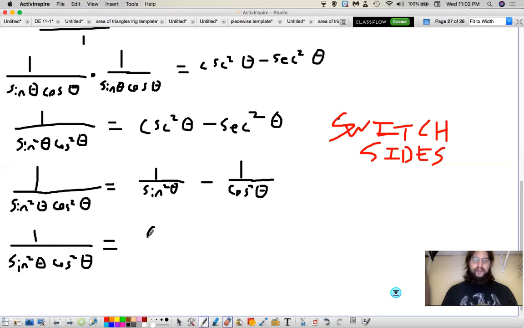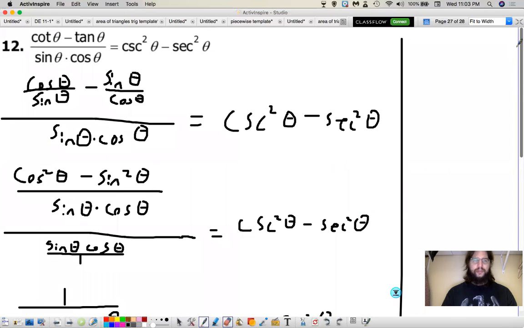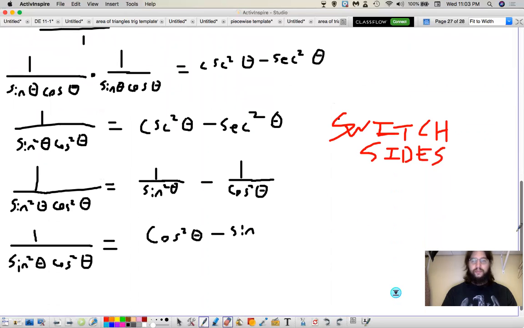Butterfly the thing. Cosine squared theta minus sine squared theta. Okay, that's a little different than I was expecting. I might have to go look at the answer. I don't know, because this just changed. I thought something was happening, but it didn't. That would have been plus, I'd be done, but it's not a plus, is it? It's a minus. There's no way that's true.